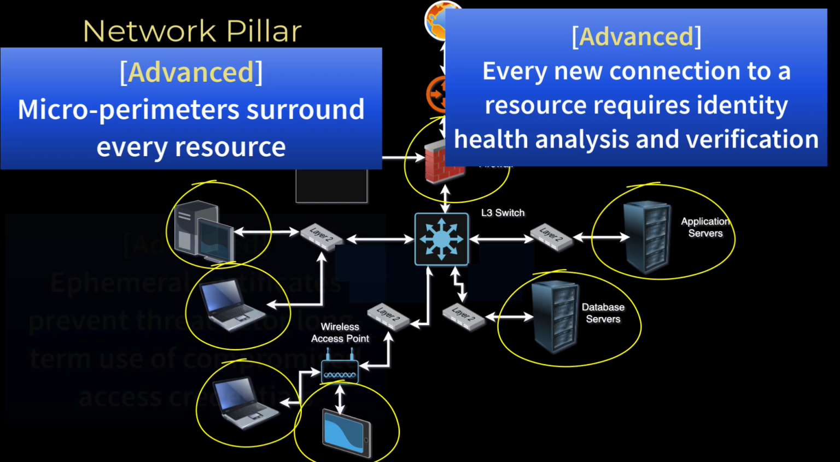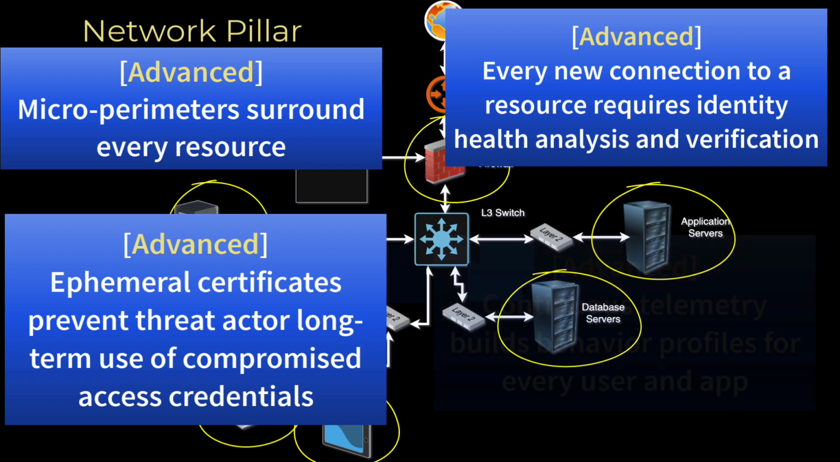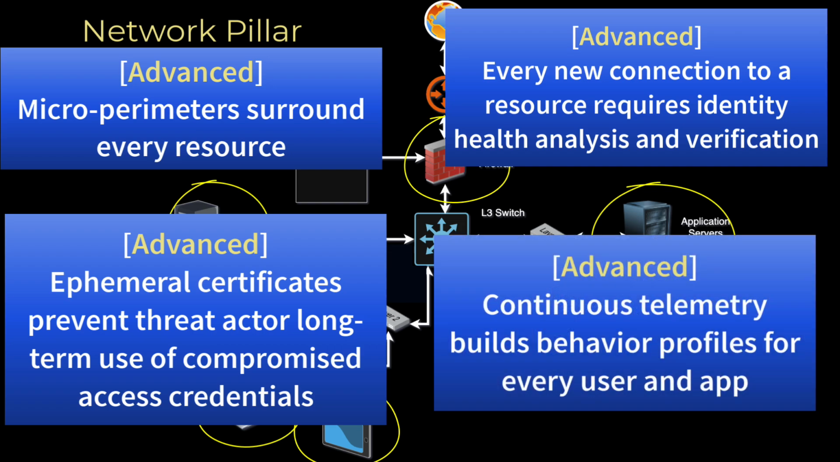Certificates rotate automatically, sometimes every few minutes, so stolen keys expire before attackers can reuse them. Continuous telemetry is piped into anomaly detectors that build a behavior profile for every app. If an organization's web server suddenly attempts to communicate with payroll, the flow is blocked in real time.